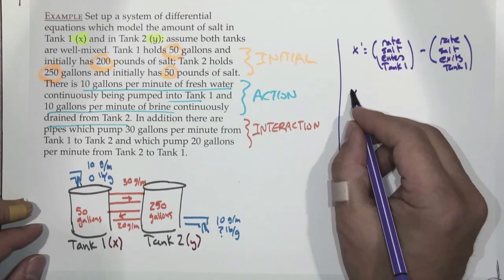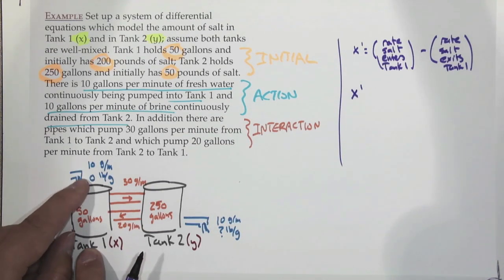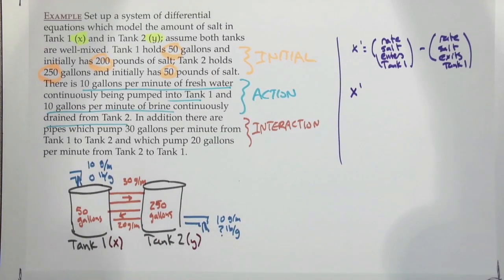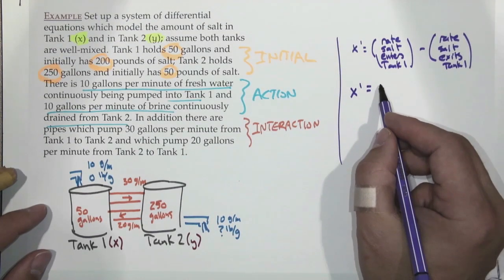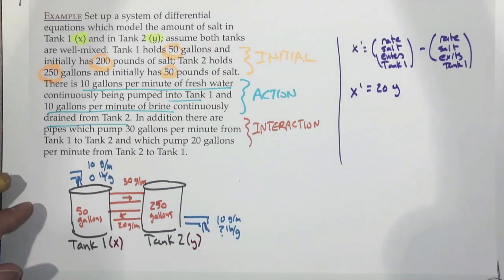Okay, so let's talk about that. So how is salt coming into tank 1? Is there any salt coming in here? No. Okay, so there's the 20 gallons per minute coming in here. Okay, so something about Y. What exactly about Y though? 20 times the concentration. Okay, someone says 20 times the concentration. All right, so I'm going to put a 20 there. And I'm going to put a Y there. Is that correct? And why not? Y over 250. Okay, someone says Y over 250.